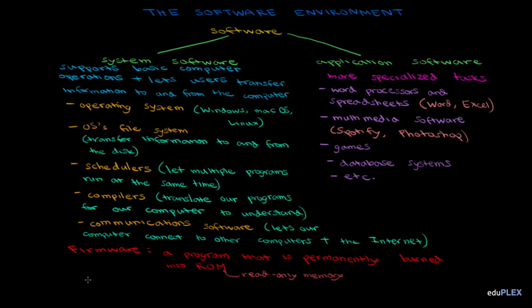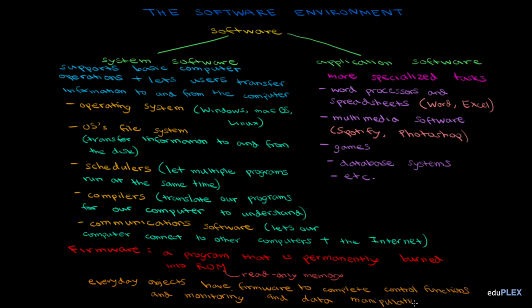If you think about a lot of everyday objects like your TV remote, microwaves, Blu-ray players, cars, and even satellites, they have firmware to complete control functions and monitoring and data manipulation. So that just about covers all the types of software you'll encounter. Let's focus in on software in computers.